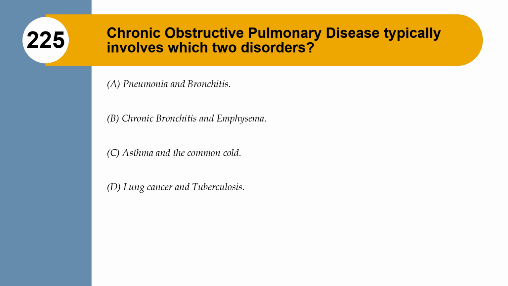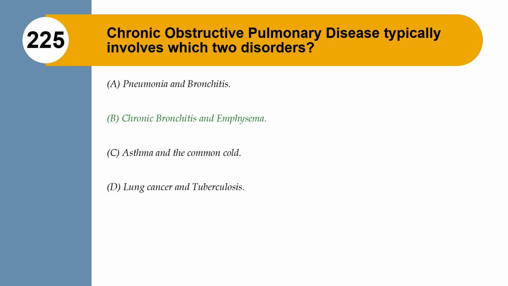Option A, pneumonia and bronchitis. Option B, chronic bronchitis and emphysema. Option C, asthma and the common cold. Option D, lung cancer and tuberculosis.